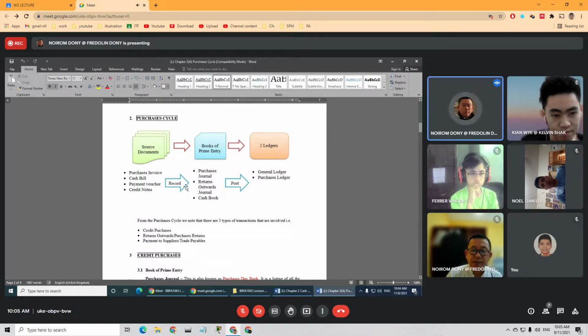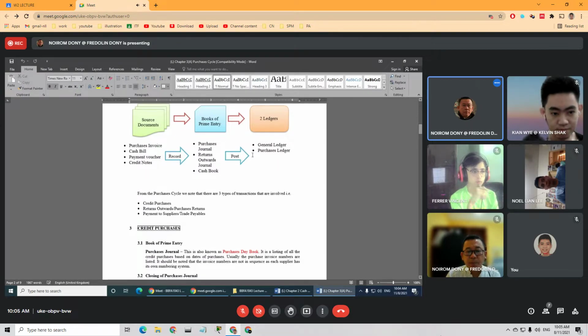Now, since the transaction involves the trade payables, for any transaction involving trade payables, we have to do a two-step process to do the posting into the ledgers. So we are going to learn that later.